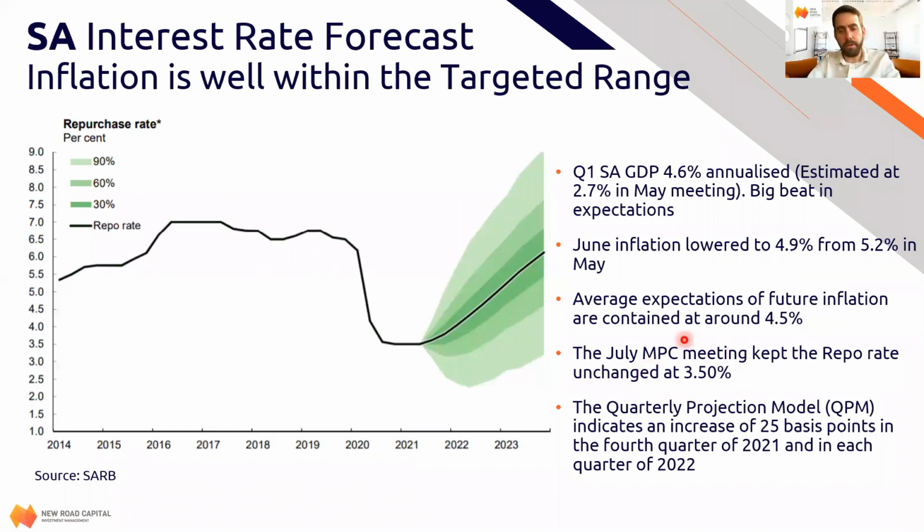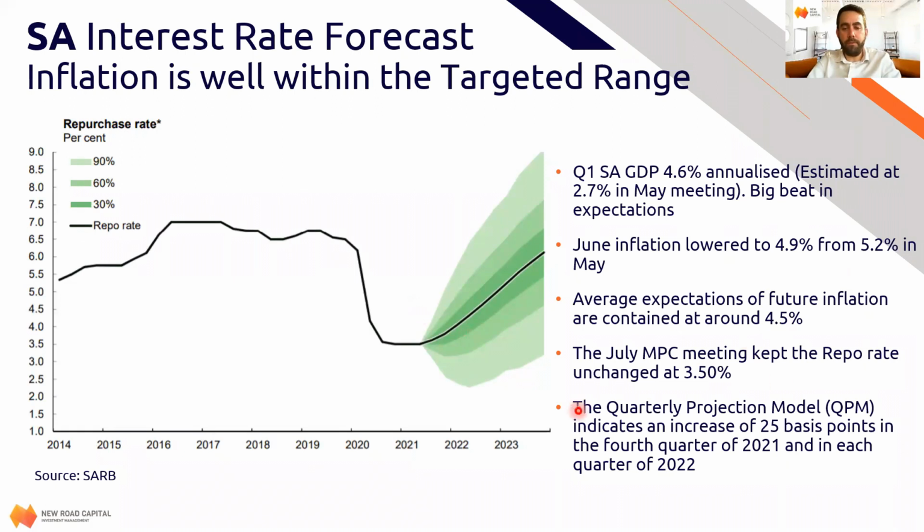The July Monetary Policy Committee kept rates at 3.5%, still very accommodative, very low. If you look at the SARB's QPM model, they're predicting maybe a 25 basis point increase in the fourth quarter of this year, and then maybe 25 basis points in each quarter of 2022. So that's quite hawkish. They're forecasting rates being raised quite significantly from here. Whether that transpires or not, I think, will still be determined. I'm not as hawkish as they are. I think inflation is going to be more muted than what they think.